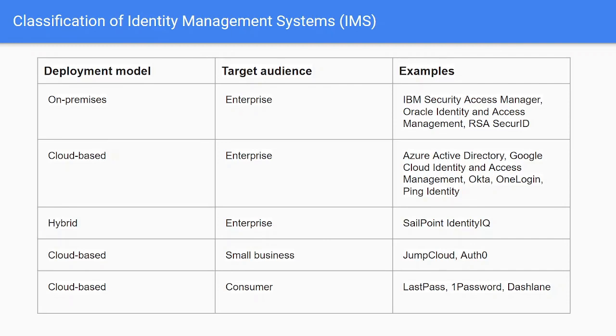Then we have hybrid, where the target audience is enterprise, and we have SailPoint IdentityIQ. We have cloud-based for small business: JumpCloud and Auth0. And then cloud-based for customers, with things like LastPass. We talked about password managers; they are also identity management solutions because they help you manage your identity across different online services. We have LastPass, 1Password, and Dashlane.